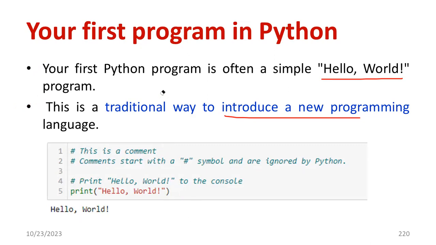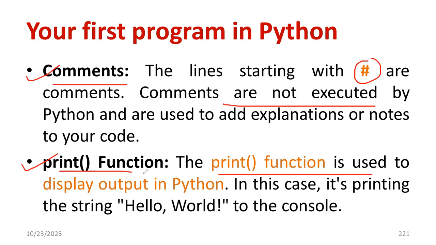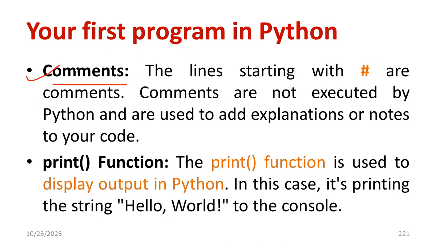We need to understand what the major segments of a Python program are. Here we usually use the statement called comments. In Python programming, it is with the hash, one of the special characters. Comments are not included in the program. Another one is the print function. The print function is used to display the output in Python. Here we are displaying a string called Hello World. I think you got an idea about the basics of a Python program.